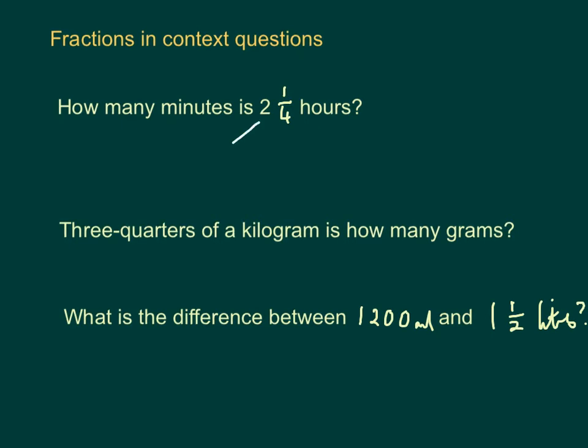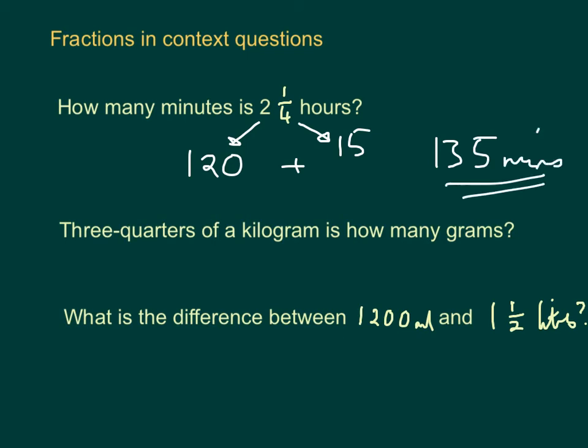Well, of course, 2 hours is 2 lots of 60 minutes, 120 minutes, and 1/4 of an hour is 1/4 of 60, which is 15. So if I add those together, it'll be 135 minutes.